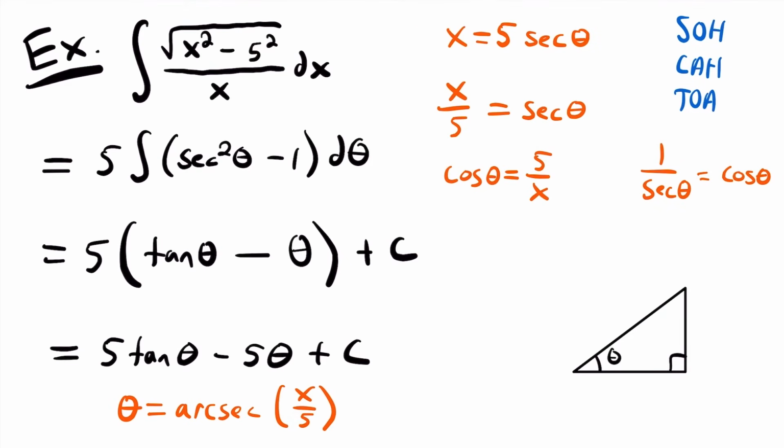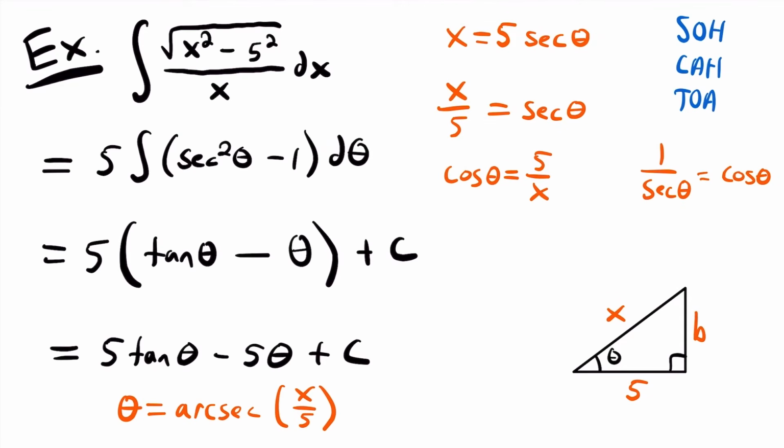And from SOHCAHTOA, cosine of an angle is equal to the adjacent side divided by the hypotenuse, which means that 5 divided by x is the adjacent side divided by the hypotenuse, which if we go to our triangle, the adjacent side is this side, which means that that measures 5, and the hypotenuse will be x, which will be the long side of the triangle. Now the other side we don't know, but we can figure it out.